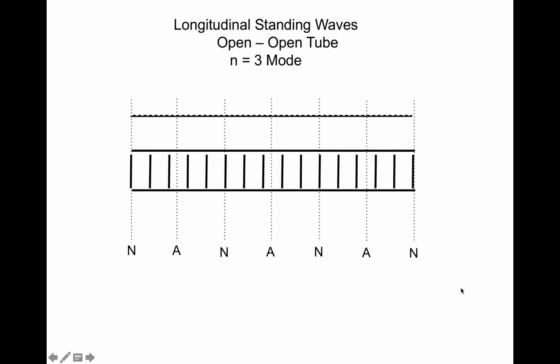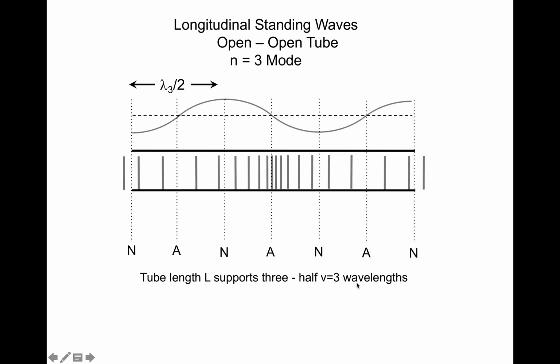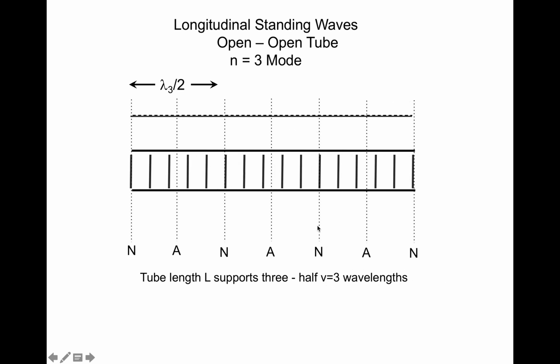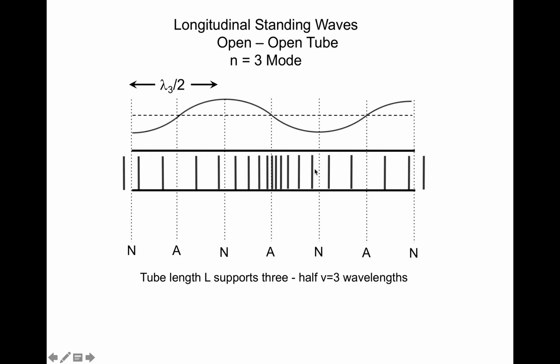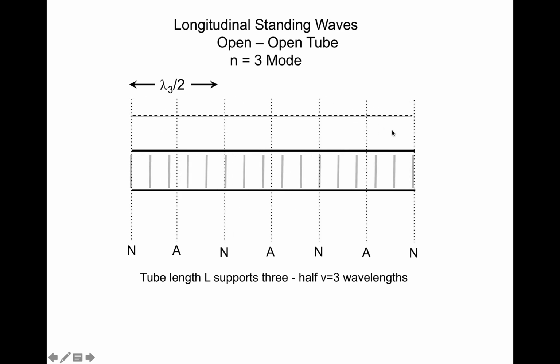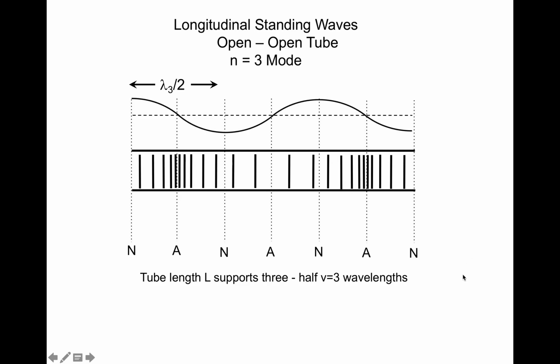Here is the third mode. Add another antinode-node pair. You're breaking the tube up into smaller and smaller pieces. Here's half a wavelength. There's 3 half wavelengths in the n equals 3 mode. That should be n, not b. And here is what it sort of looks like. It's nice to be able to see how it works, compare it to the transverse wave. All right, enough of that.